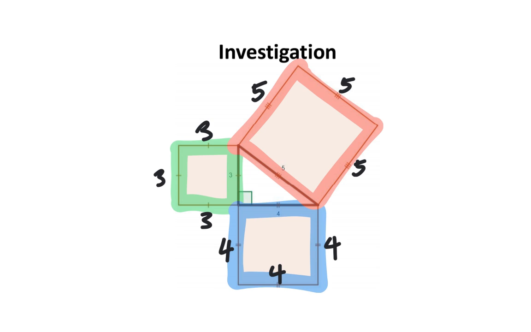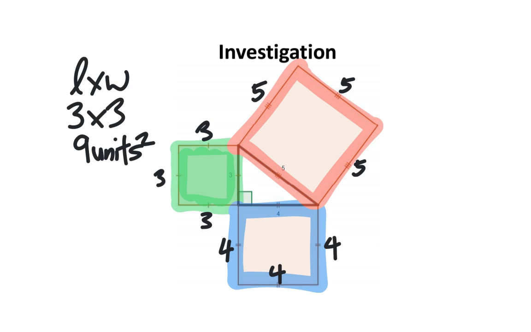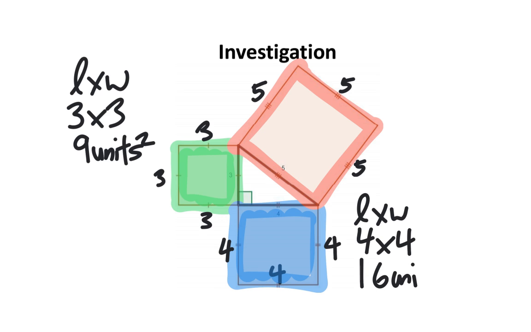of 5. Let's find the area of this green square. If you recall, the area of a square is length times width, which means it's going to be 3 times 3. 3 times 3 gives us 9 units squared. Next, let's find the area of this blue square. Again, the area of a square is length times width. Therefore, it's going to be 4 times 4, which is equal to 16 units squared.